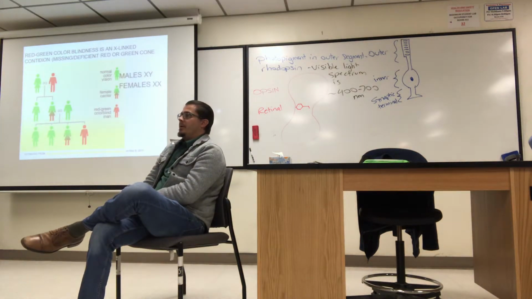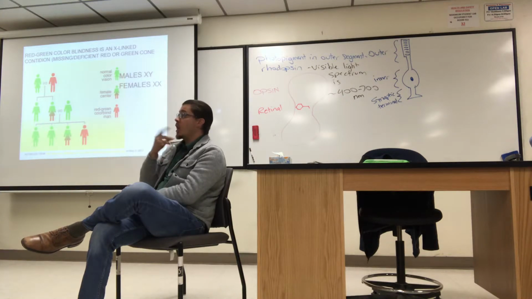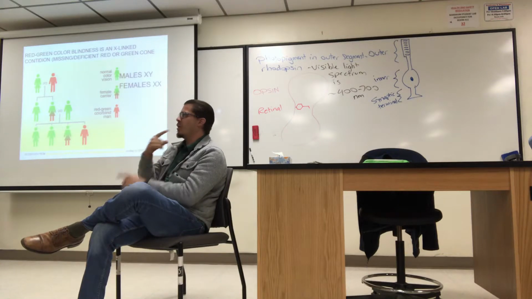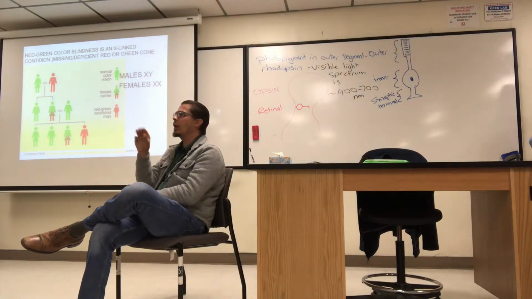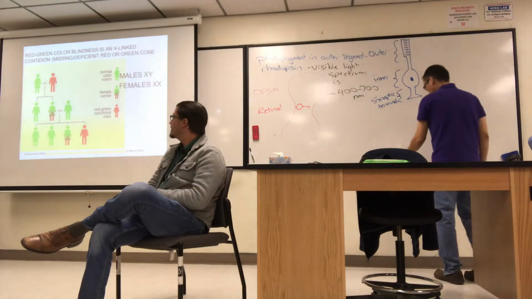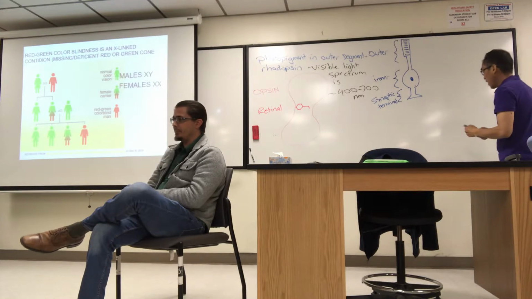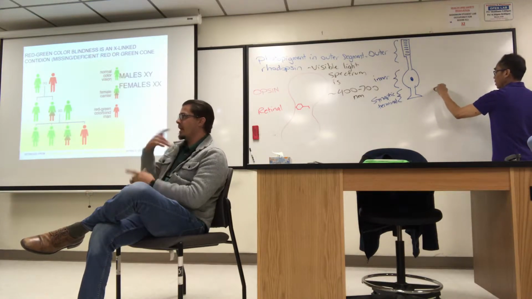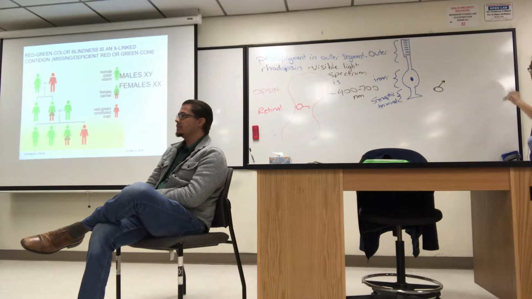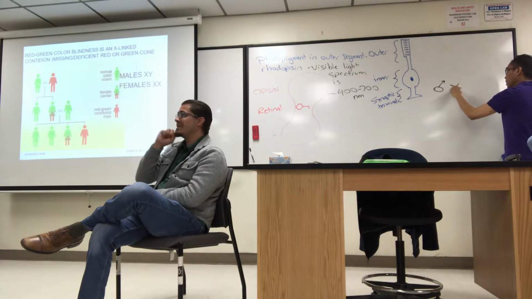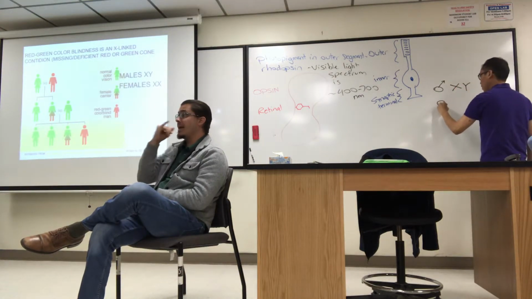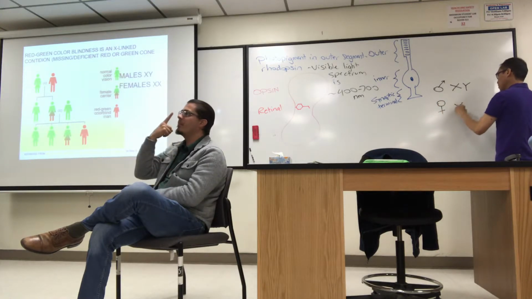It turns out some people can be colorblind. Maybe they have a deficient cone. The common one is red-green color blindness. It's an X-linked condition where you're missing or have a deficient red or green cone. And the genetics of it are easy to understand if you understand that if you're a male, your genotype for the sex chromosomes is XY, and if you're a female, your genotype for the sex chromosomes is XX.